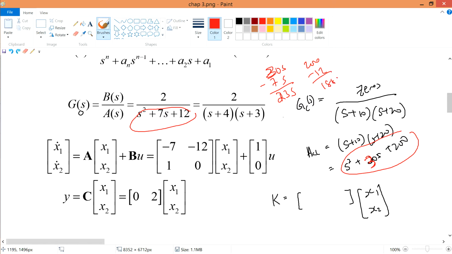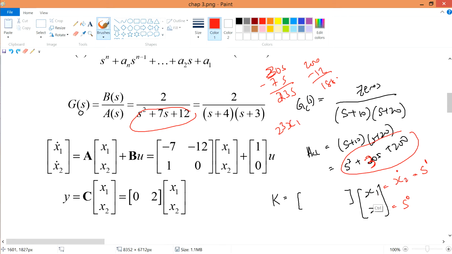23s, as you remember, is your x1, right? Because your x2 is simply equal to s to the power of 0. If you differentiate x2, you'll have x2 dot, which is equal to s to the power of 1, which is our s over here.